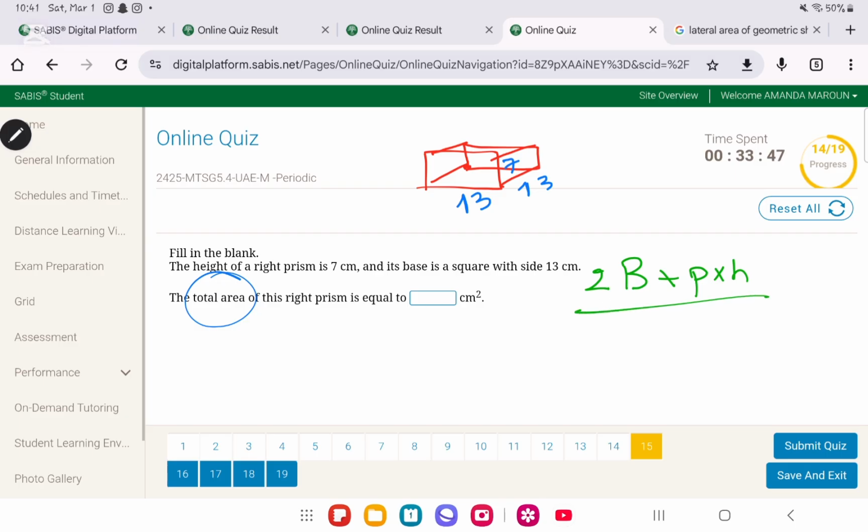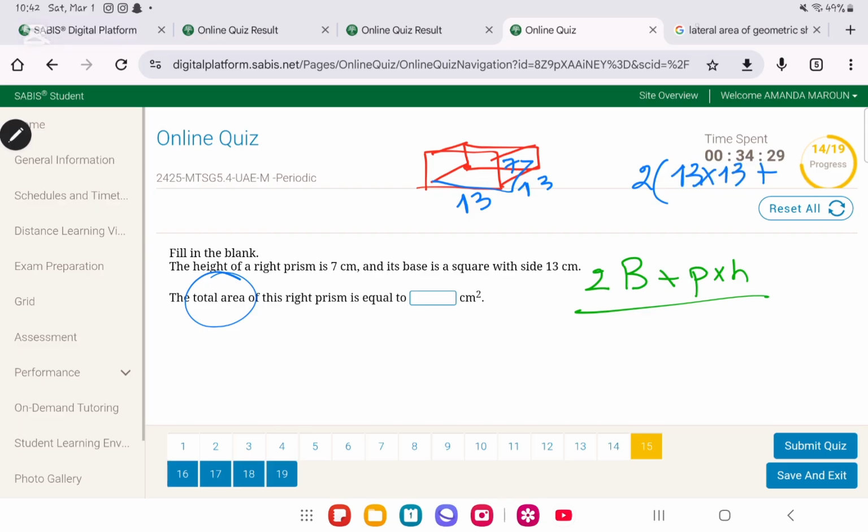Personally, what I would prefer to do is to take one side and find its area. And as you know from before, each side has an opposite side. So what we're going to do is multiply the areas by 2. So very simply, it will become 2 times. For the first side, let us say the base, it becomes 13 times 13.